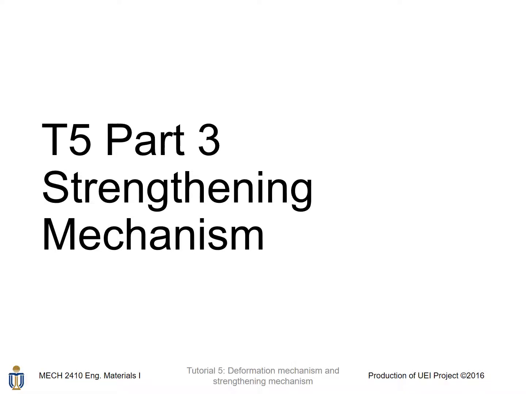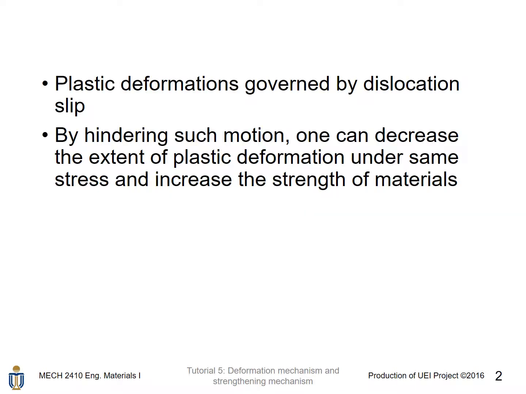Tutorial 5, Part 3, Strengthening Mechanism. As plastic deformation, as I just mentioned, is governed by the dislocation slip mechanism, if we try to hinder such motion, we can decrease the extent of the plastic deformation under the same stress. And basically, if we decrease such extent, it means that the material itself is strengthened and its strength is increased.